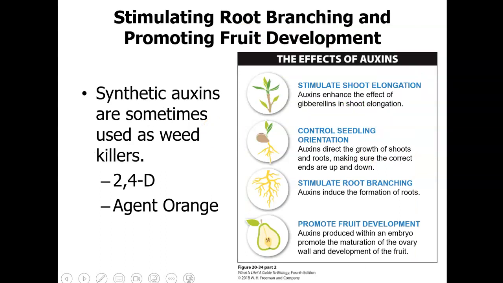Sometimes we use something called a synthetic auxin as a weed killer. Sometimes you have 2,4-D, and we have what the government used, Agent Orange. This actually makes sure that plants don't grow, acting as a herbicide.